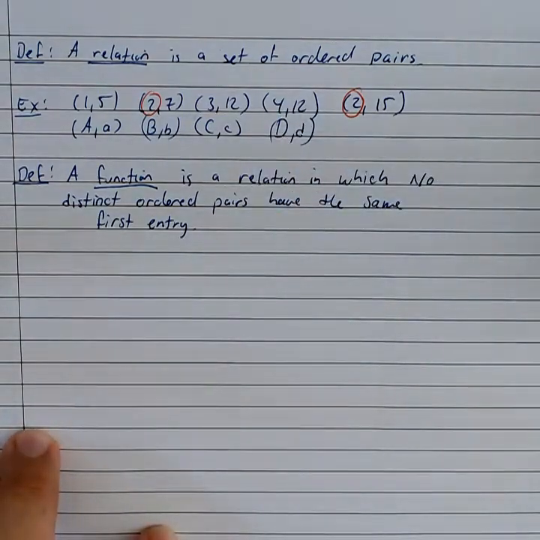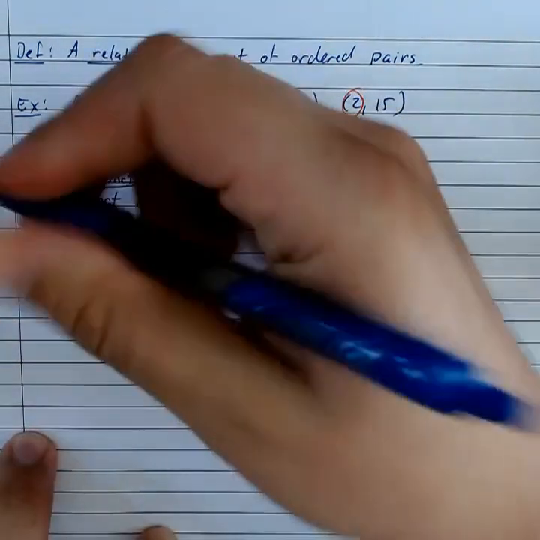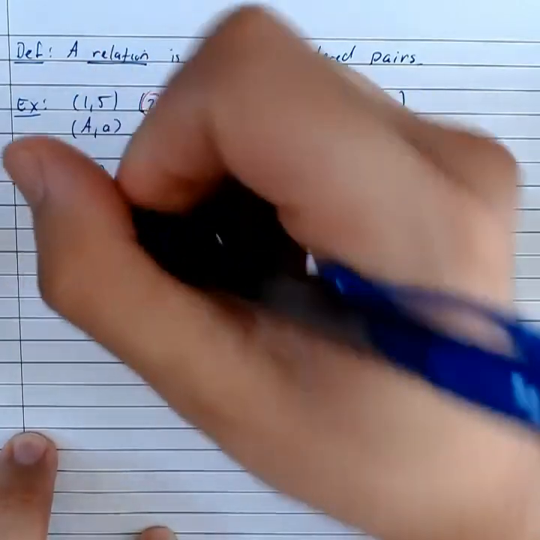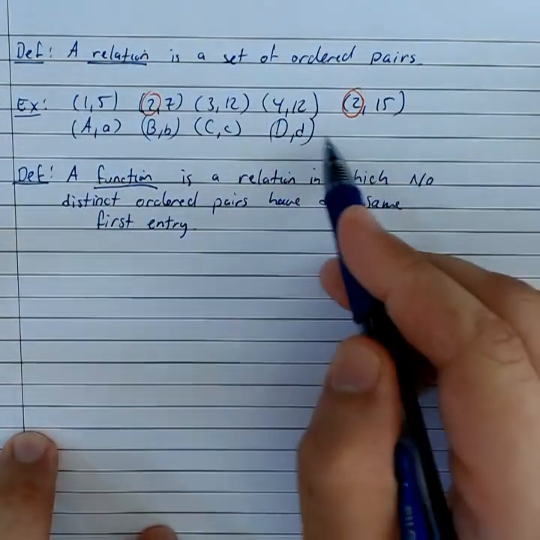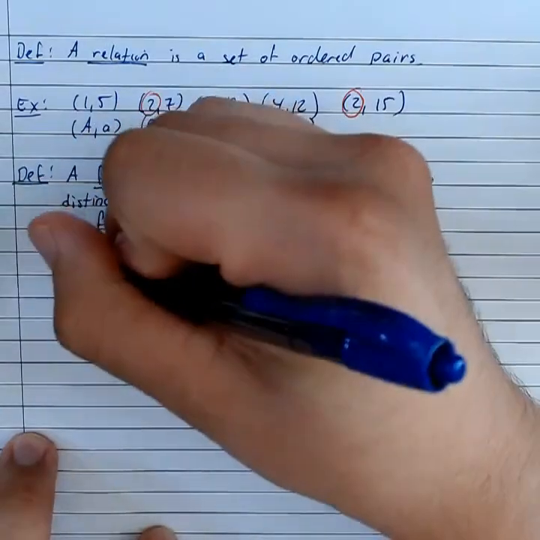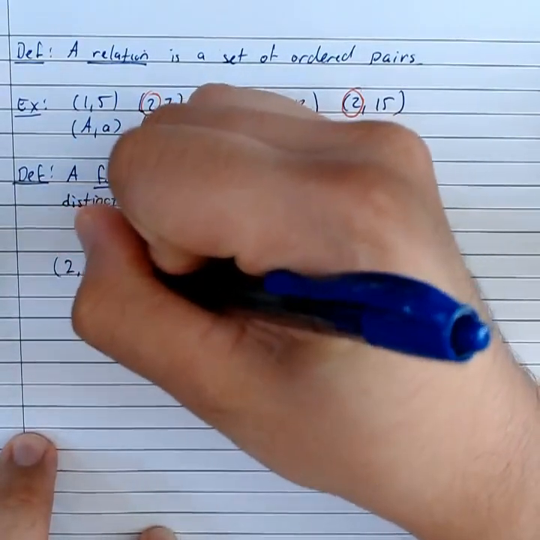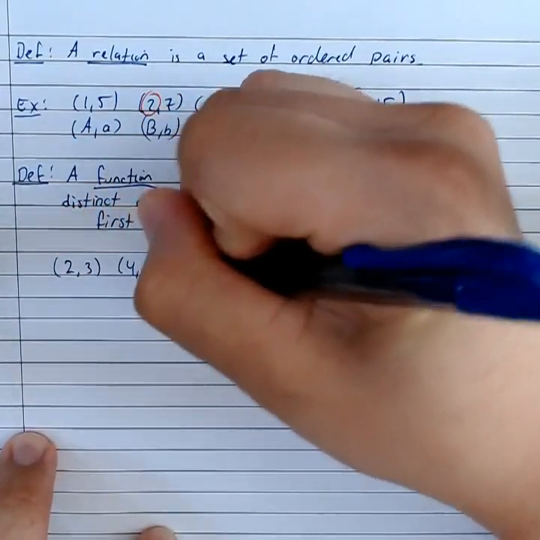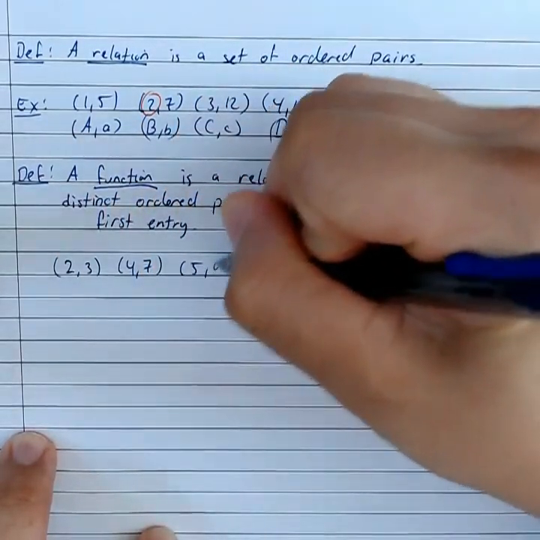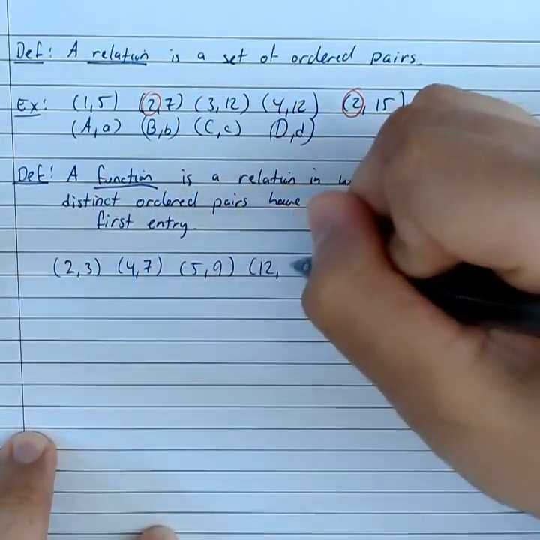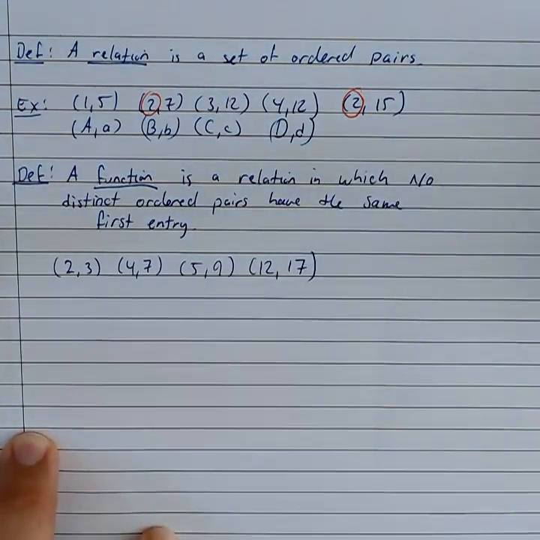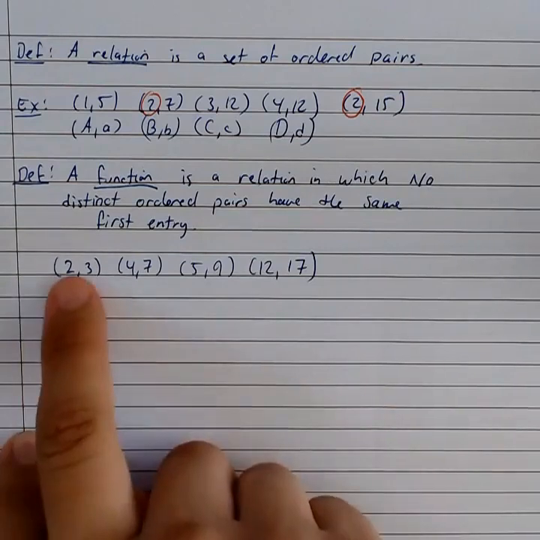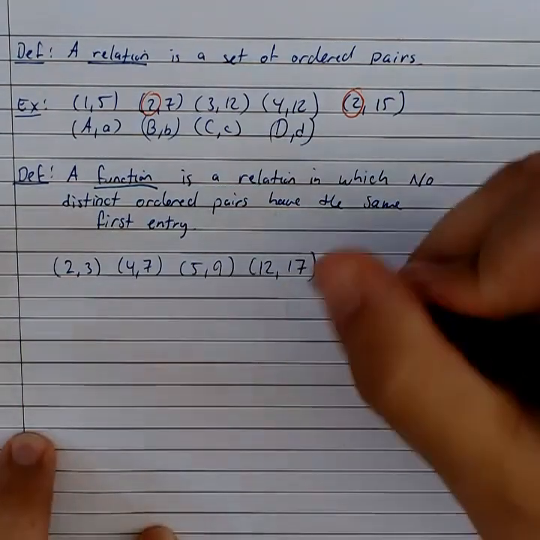All right? This one would be a function because every ordered pair has a separate first entry. All right, so let's give a few more examples of this when we're talking about a function. Note this one right here would not be a function, whereas this one would be. Let's say we had (2, 3), (4, 7), (5, 9), and (12, 17). Would that be a function? Well, yeah, because all of my first entries are different. So yeah, this one's a function.